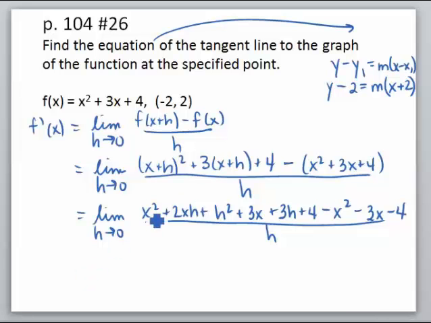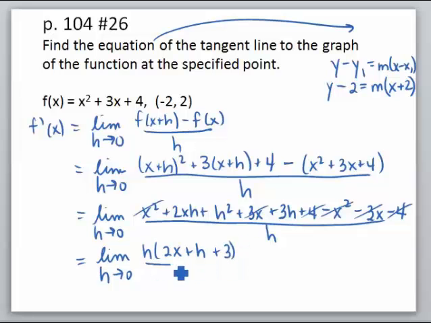So looking at what cancels on the top, the x squareds cancel, the 3x cancels, the 4 cancels, and I'm left with 2xh, h squared, and a 3h. You should always be able to factor out an h on the next step once you've canceled. So h factors out, and you get 2x plus h plus 3, all over h, and so your h's cancel. Use direct substitution, and you end up with 2x plus 3.